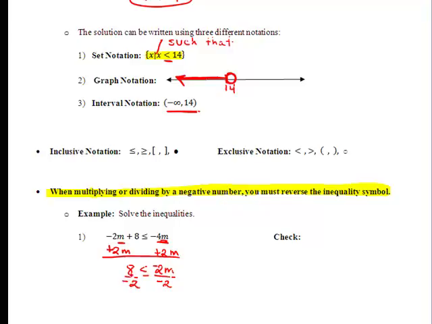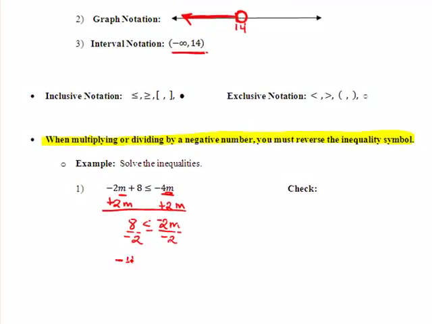Now here is where we need to be careful. Whenever you divide or multiply by a negative number, you must reverse the inequality. So on my left-hand side, I have negative 4. But instead of less than, it is now greater than or equal to. And on my right-hand side, I have isolated my m. Since we divided by that negative 2, I had to reverse my symbol. Now, negative 4 is greater than or equal to m. That's what we got when we solved the inequality.